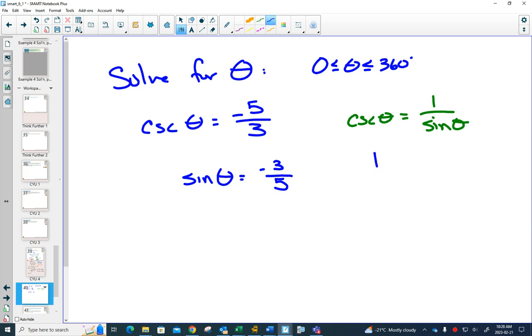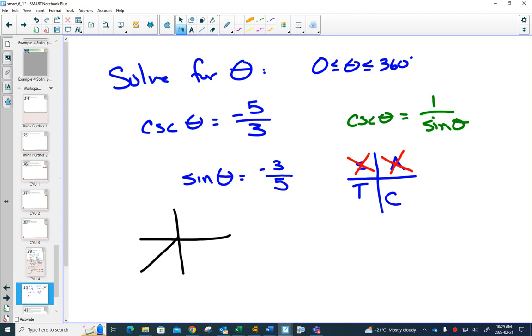And from this, I can tell from my CAST rule that it's not in quadrant 1 and quadrant 2 because sine is negative. Now, as you get further along in grade 12, you won't always have to draw these pictures because you will just have these pictures in your head, but early on, it's really important for understanding to have a visual.